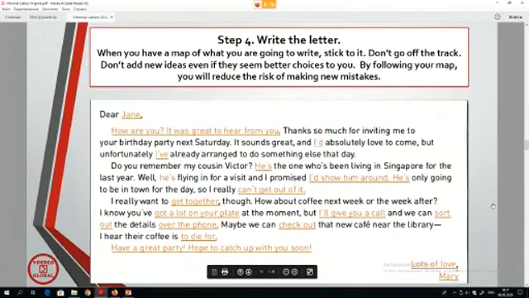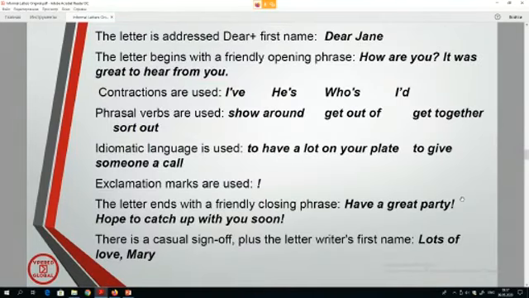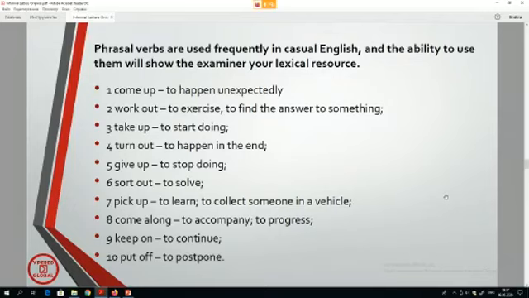So if we go back to the previous page, you will see the highlighted expressions are highly used in informal letters. They are very useful. Phrasal verbs are used frequently in casual English, and the ability to use them will show the examiner your lexical resource. So you have to use such phrasal verbs as come up, work out. There's quite a long list of phrasal verbs. So choose those which are preferable to you and which are quite common.